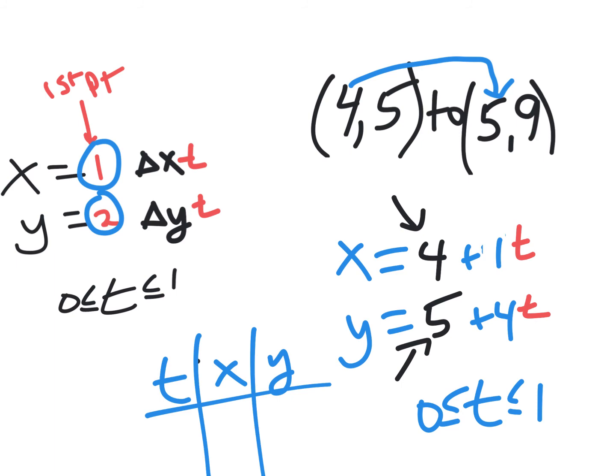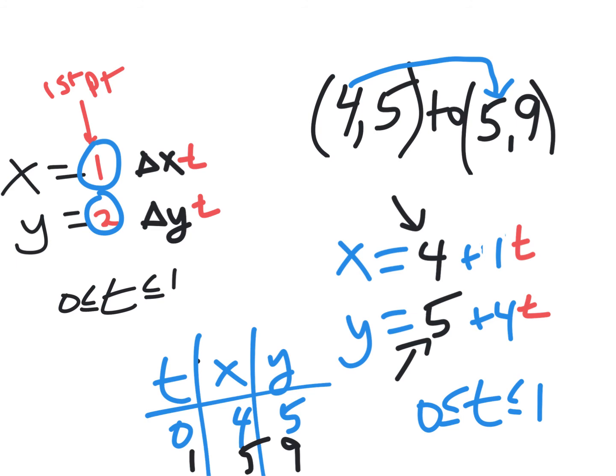When you stick in 0, you really get 4 for the first x, and then you get 5 for the second one. Yep, I do. And then when I put in 1, I will get 5, and then 5 plus 4 is 9. And yep, that goes from 4, 5 to 5, 9.